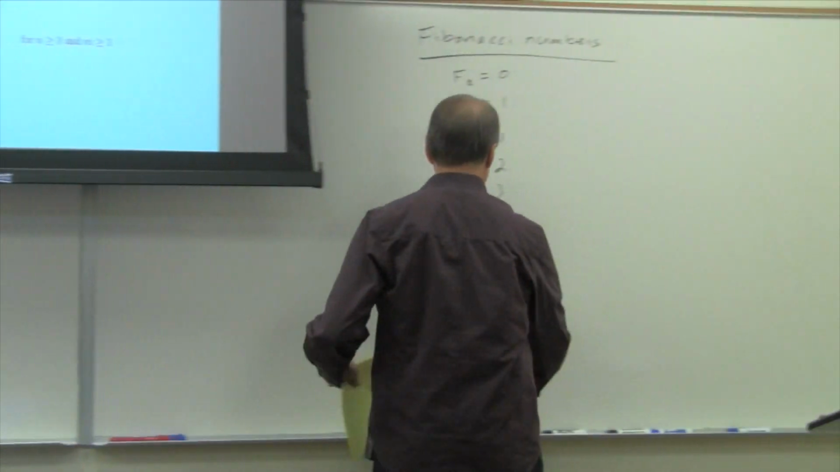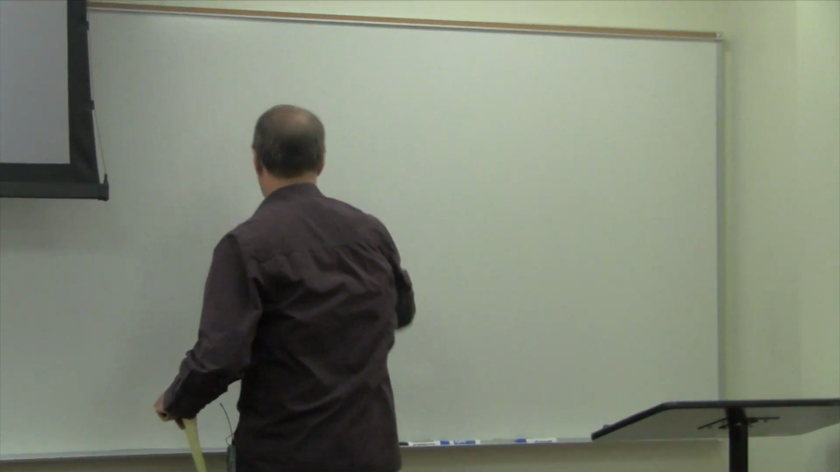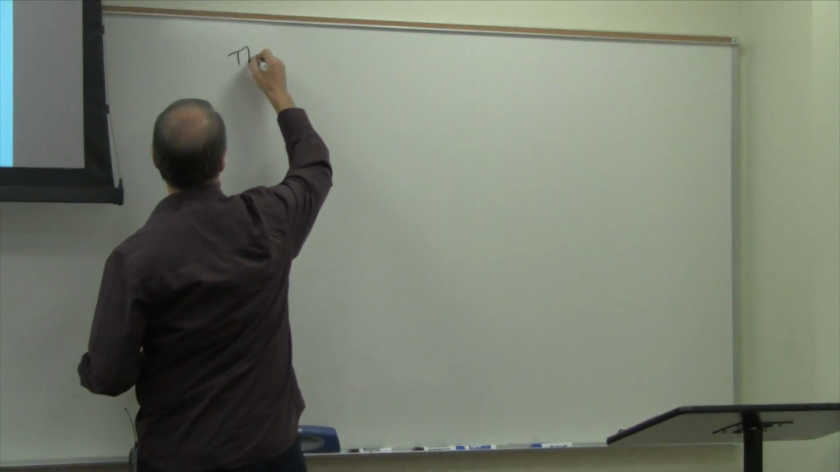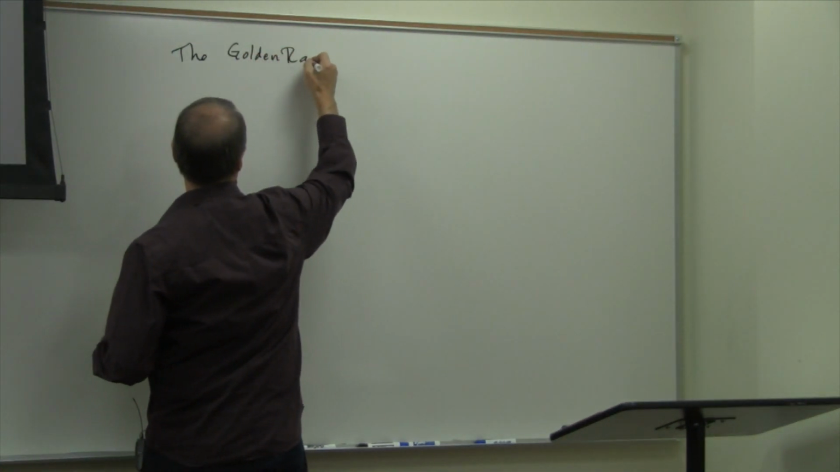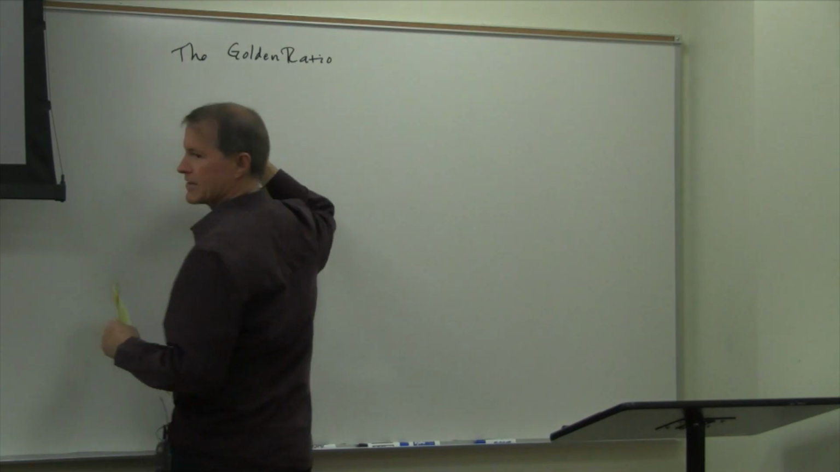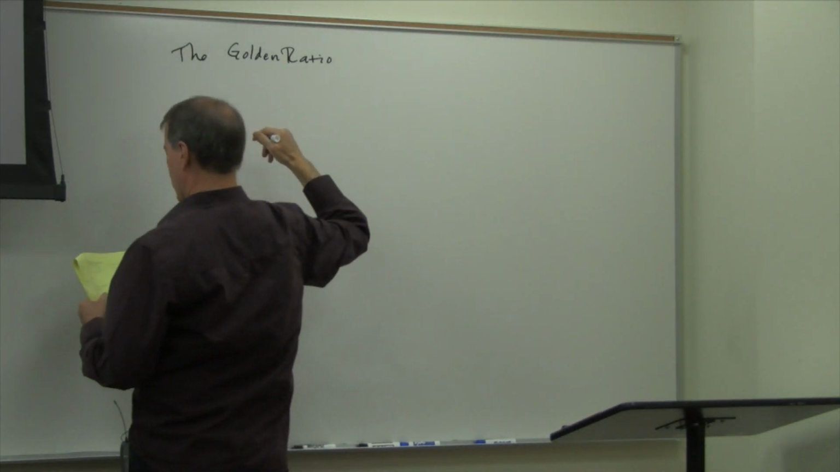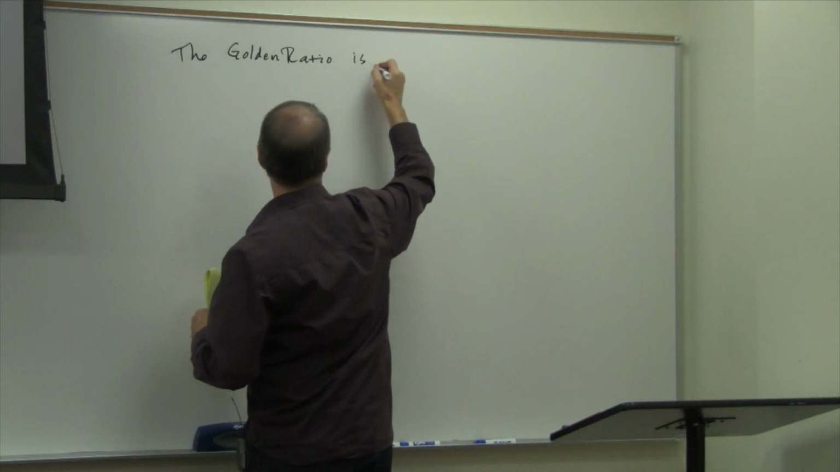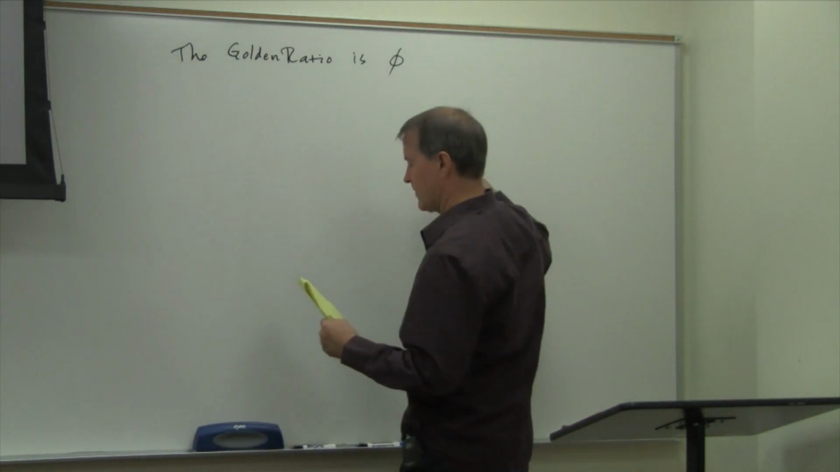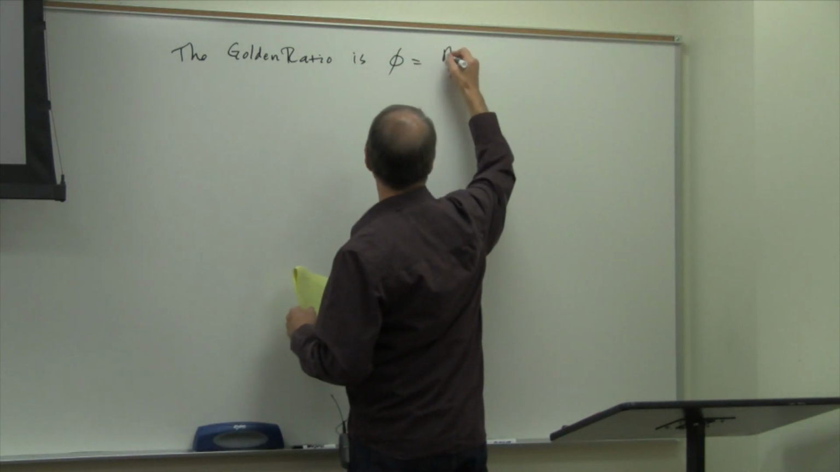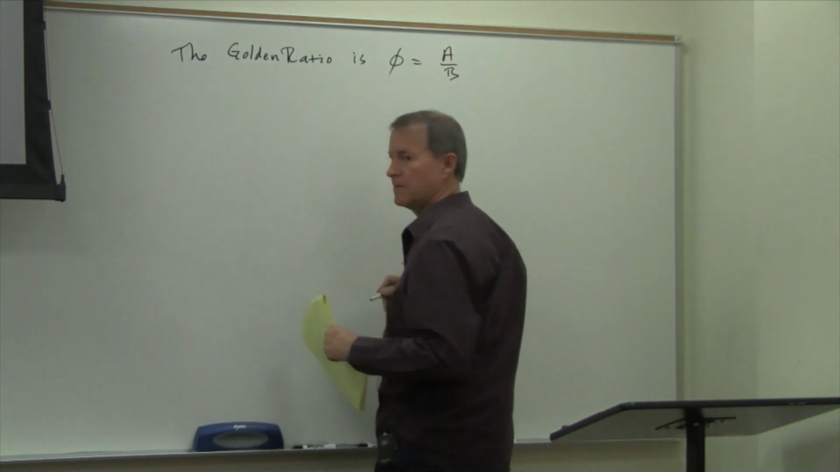Now this ratio A is to B, that's called the golden ratio, all right? So the golden ratio, this one that is pleasing to the eye. We use a letter for this in math, the letter phi. Phi equals this ratio, A over B, right?